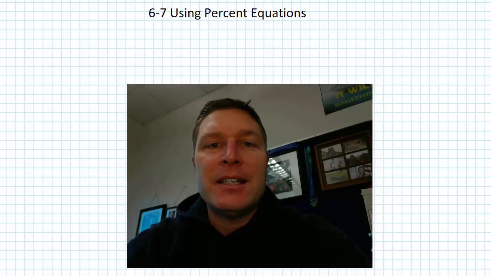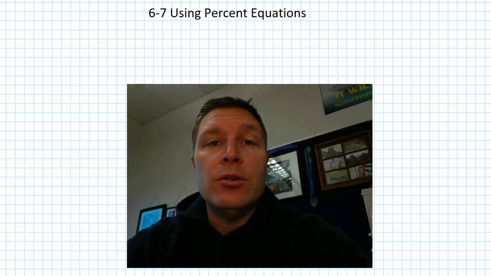Everybody. Today's lesson is 6-7, using percent equations. We're going to start out with a little review, finding percents, finding parts, finding wholes. Remember the direct translation between English and math. 37 is what percent of 408, things like that.